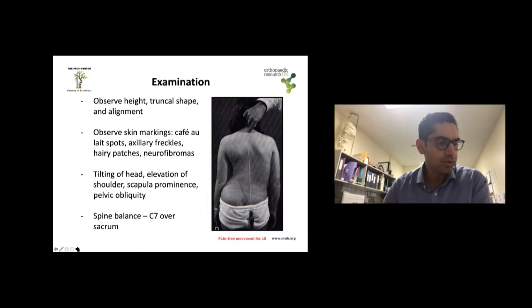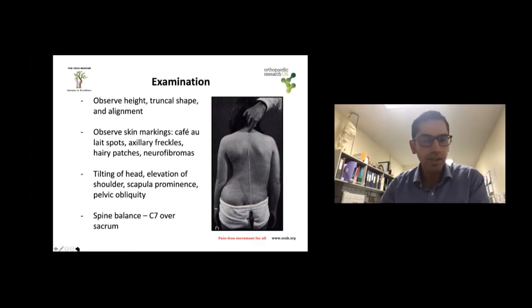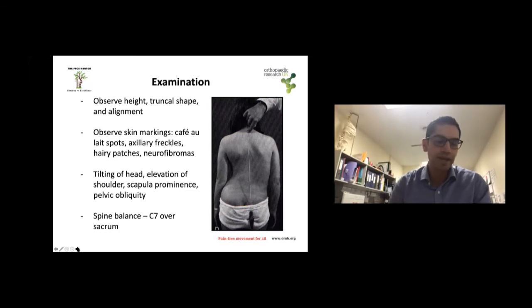You then also want to evaluate their gait as well. So you want to look at their gait and their posture. When you get them to walk, you're especially looking for any short leg gait and to evaluate for leg length discrepancy. You want to see if they're listing to one side or the other. And then during the inspection process, you're looking for specific signs that suggest this is a non-idiopathic type of scoliosis.